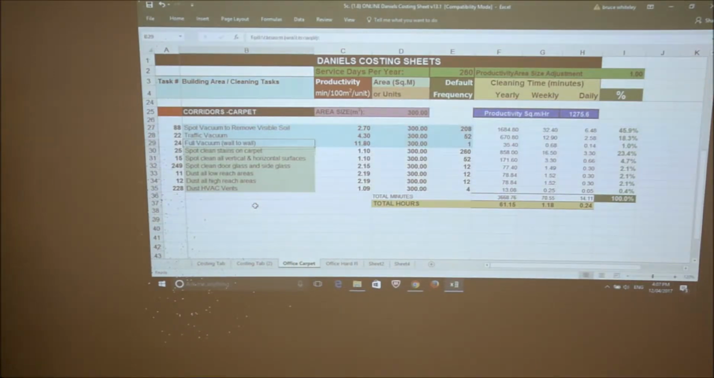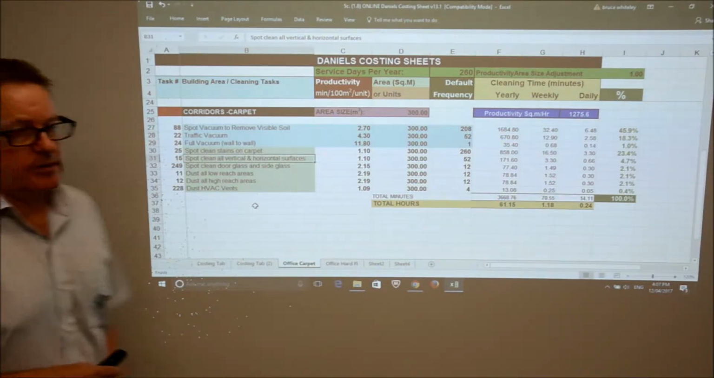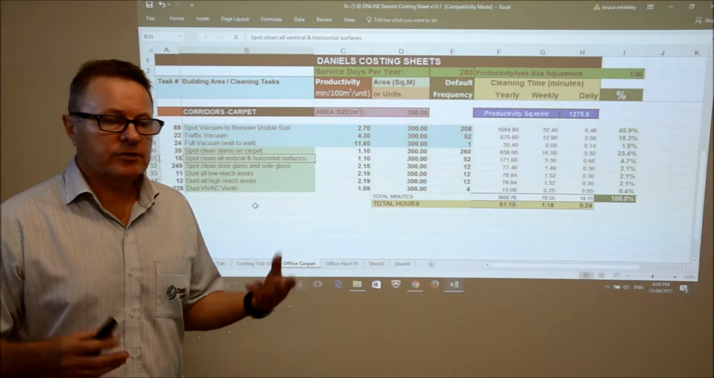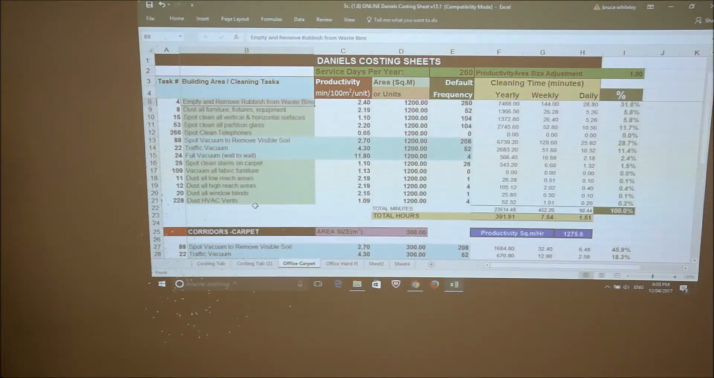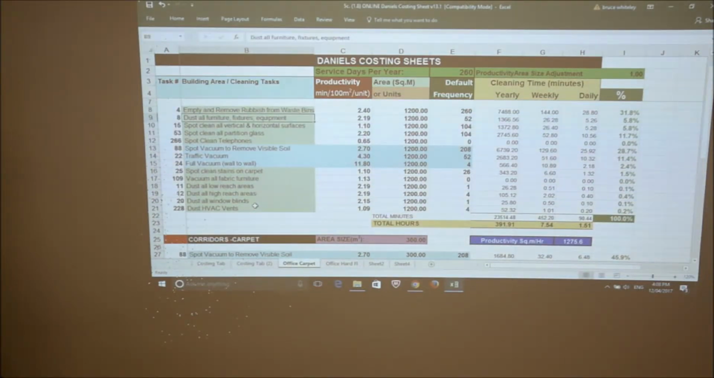Underneath that, we have spot clean stains on carpets, spot clean vertical and horizontal surfaces, which means door handles, light switches, etc. Spot clean door glass, dust low reach areas, dust high reach areas, and dust vents. So the main difference is we don't have rubbish. We don't have waste removal.